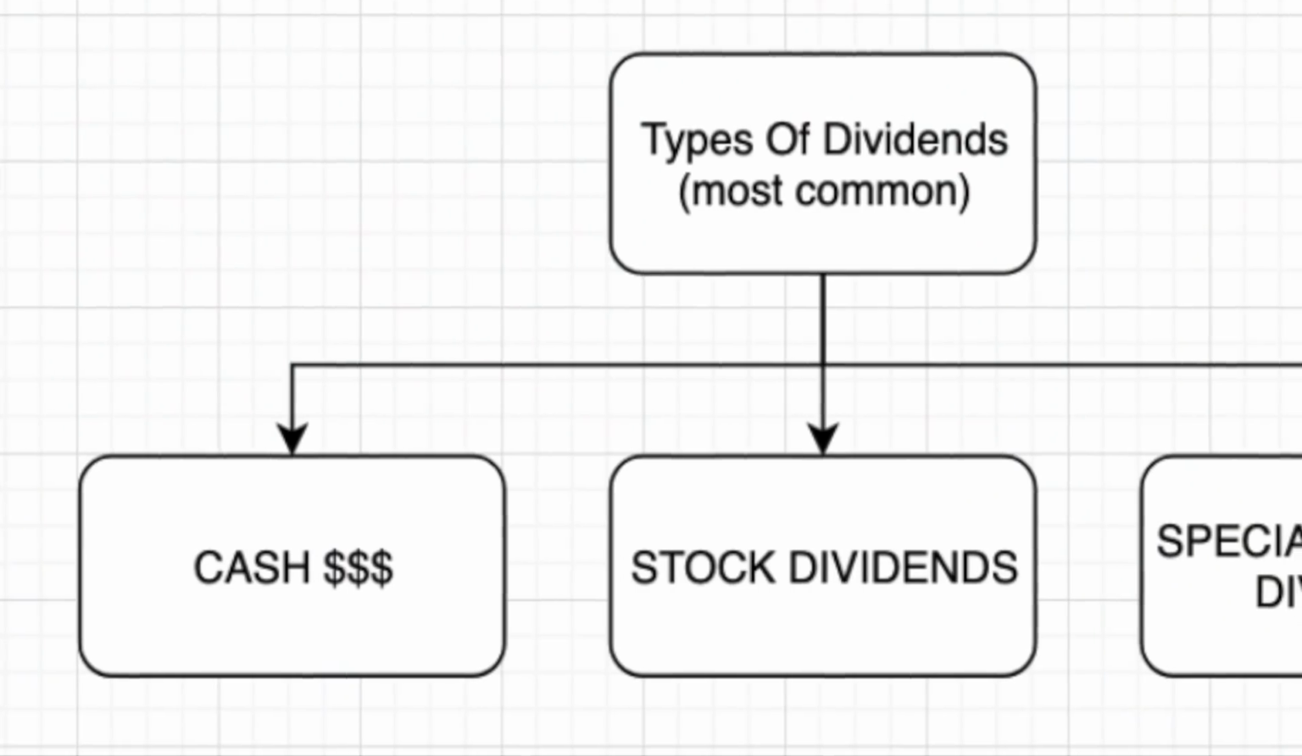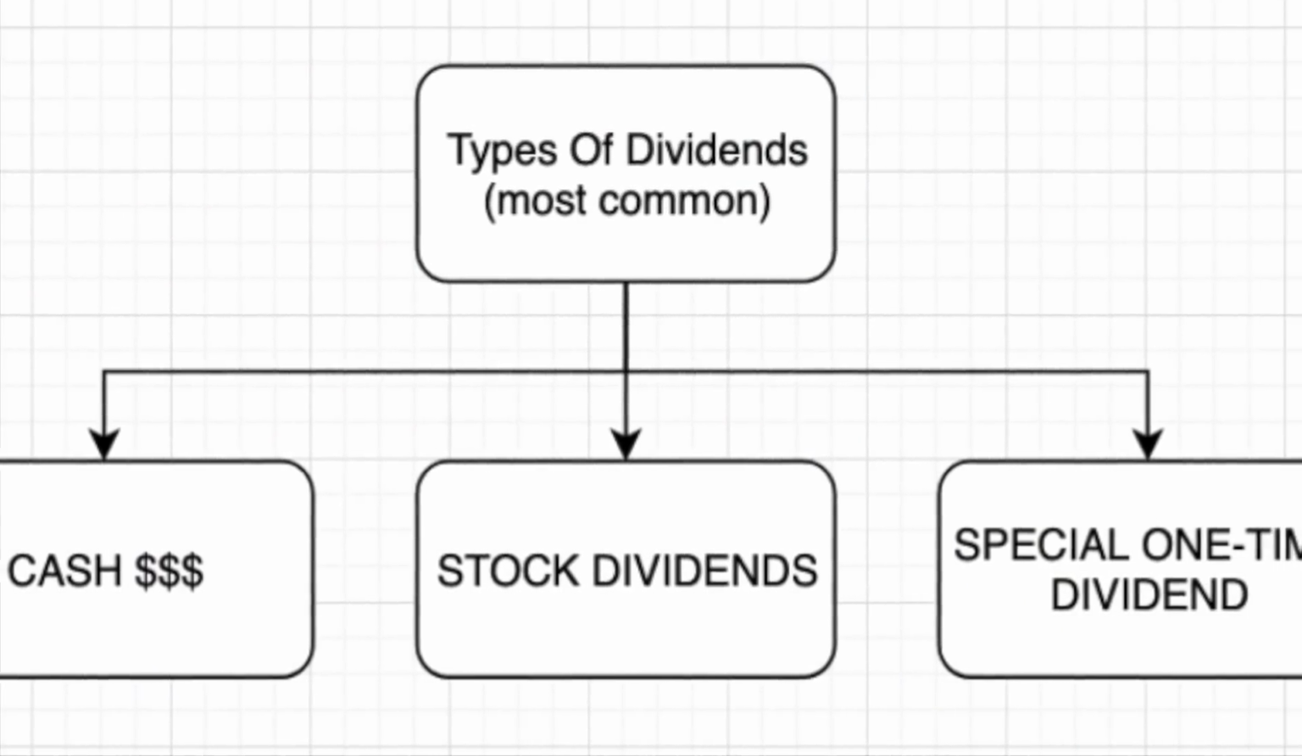Now, this brings us to the first basic, which is the types of dividends. The three most common types of dividends are cash dividends, stock dividends, and also special one-time dividends. Now, let me explain each.